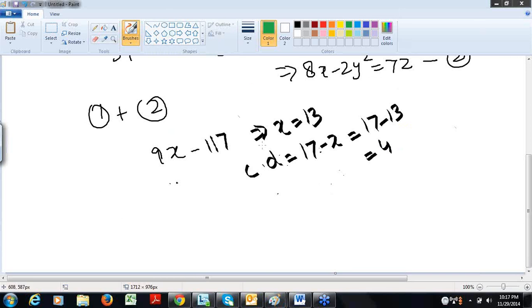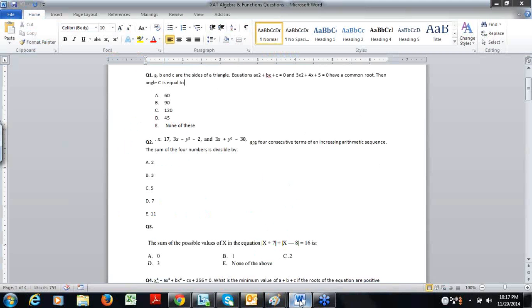Now it is asking what sum of the numbers. If you sum all the 4 numbers, it will be nothing but 4a. 4a is 76, and 76 is divisible by what? 2. It is divisible by 2. So we have an option as 2. So we'll go ahead and mark option A.